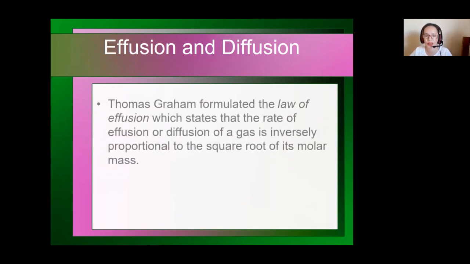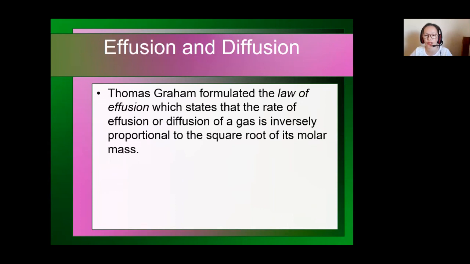The last part is all about effusion and diffusion. Effusion and diffusion can be used interchangeably, but in chemistry they mean different things, though they are related. It was Thomas Graham who formulated the law of effusion, which states that the rate of effusion or diffusion of a gas is inversely proportional to the square root of its molar mass. So we expect that if the molar mass is high, its rate is low.